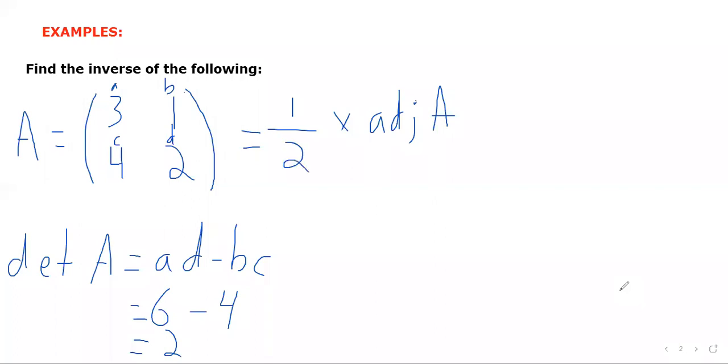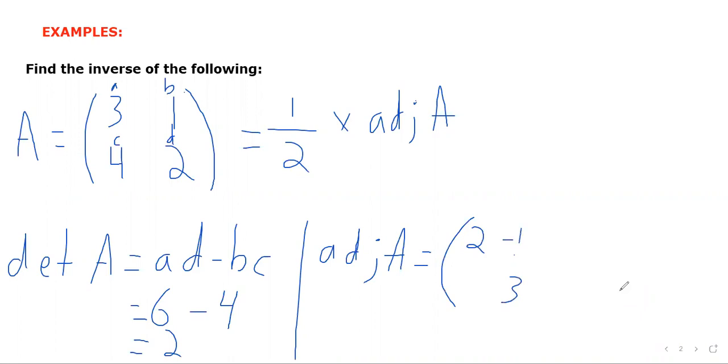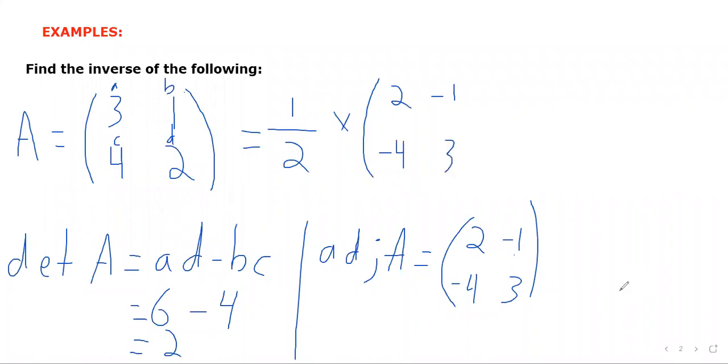The next thing we need is the adjoint. So the adjoint of A, remember, the first thing you do is interchange A and D. So this will be 2 and 3. And then you change the signs of B and C. So B will become negative 1 and C will become negative 4. Alright, so then you go back here. So we have 2, negative 1, negative 4, and 3.